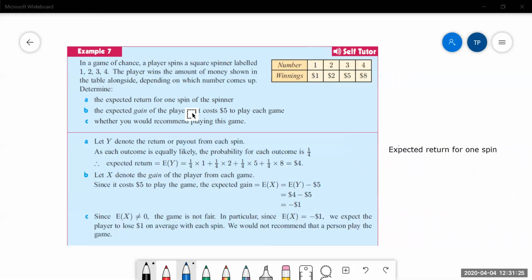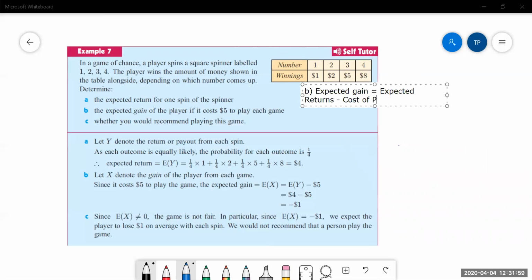What's the expected gain of the player if it costs $5 to play each game? So now we're talking about expected gain in part B. Just now, remember, expected gain is equivalent to what? Expected returns minus the cost of playing. So the expected return will be 1 over 4 times $1, 1 over 4 times $2, 1 over 4 times $5, 1 over 4 times $8, and so on. If you sum it up, we get $4.